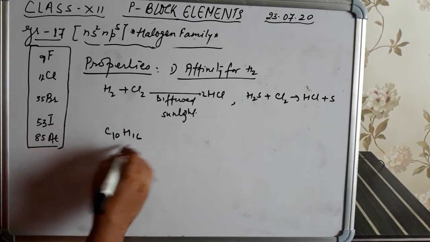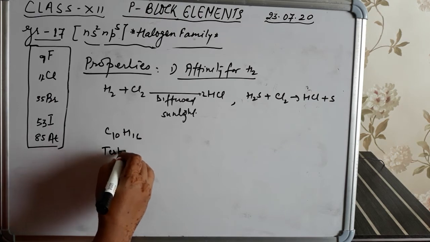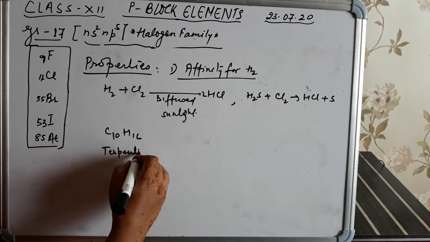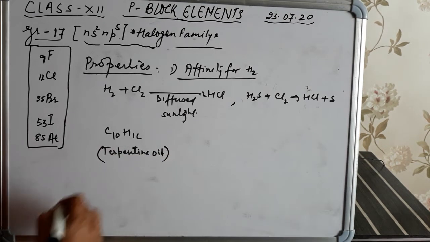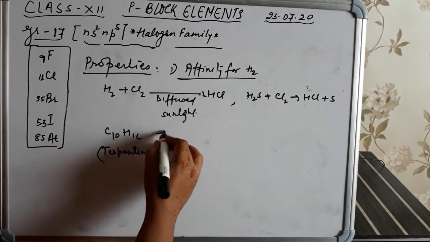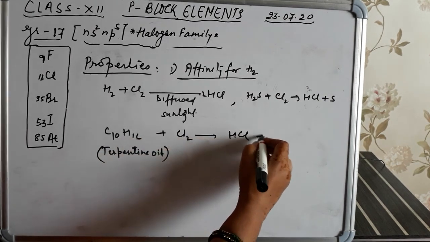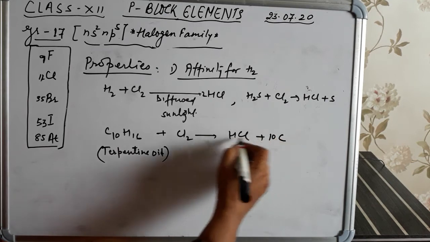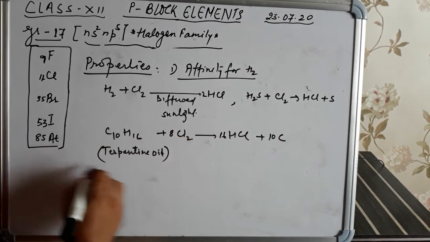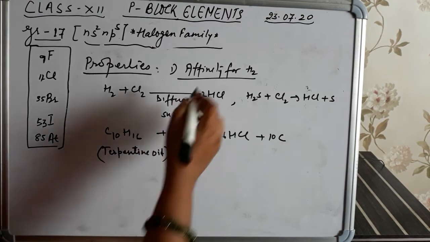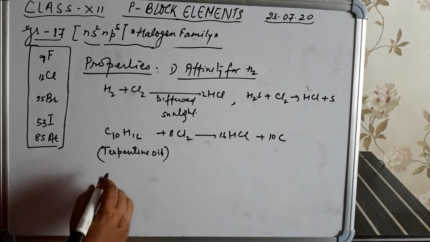C10H16, it is a hydrocarbon and it is known as turpentine oil, and when it is treated with chlorine, it forms hydrogen chloride and carbon is removed during this process. So in this way, chlorine shows a great affinity for hydrogen.